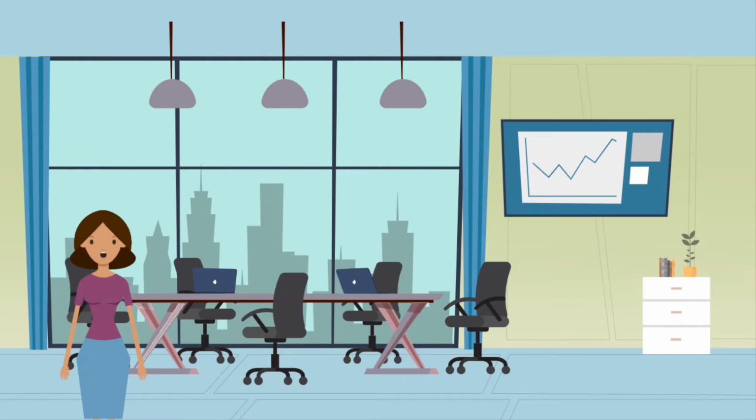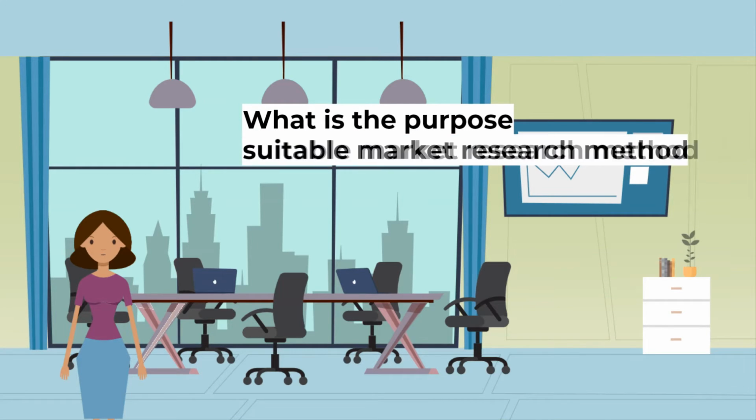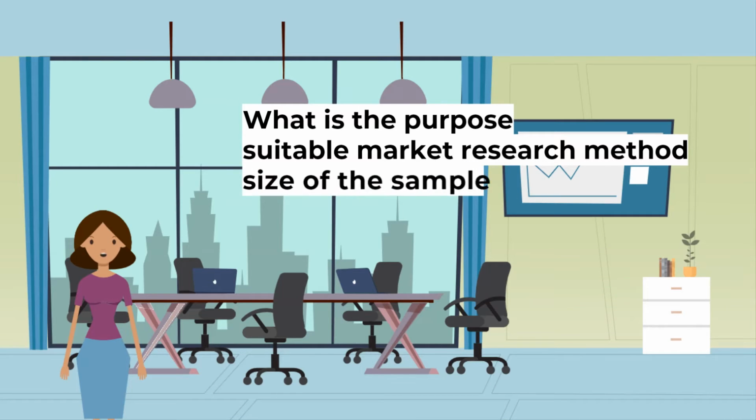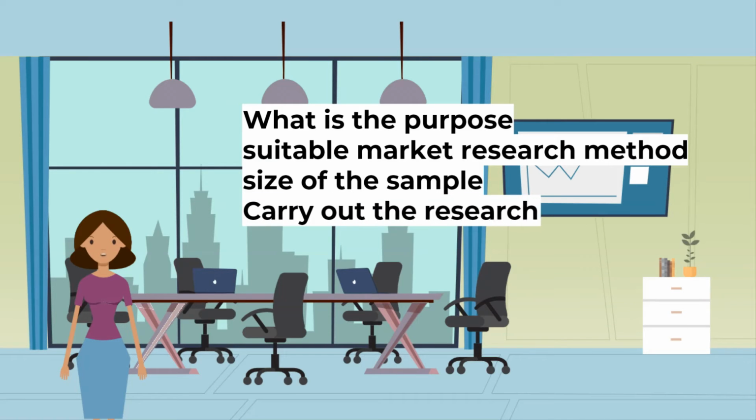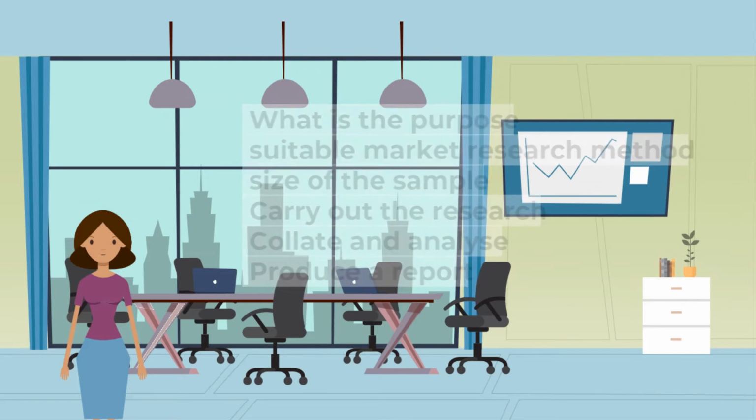We need to follow a process of primary research. We have to decide: what is the purpose of the market research? Decide on the most suitable market research method. Decide on the size of the sample needed and who is going to be asked. Carry out the research. Collate and analyze the data. Produce a report of the findings.